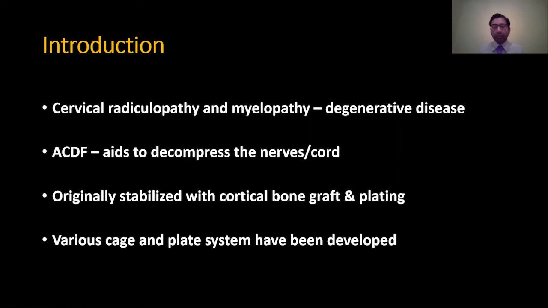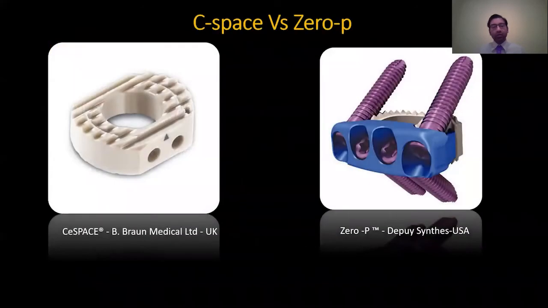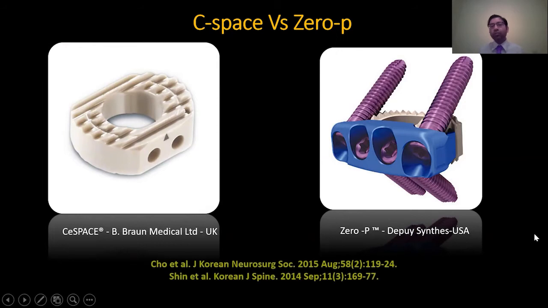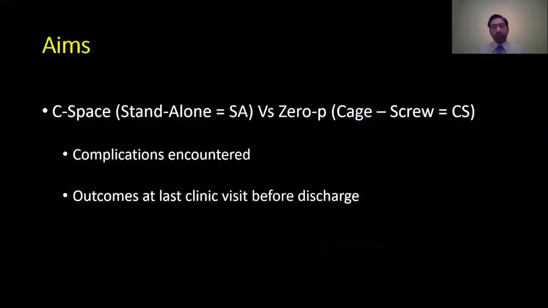With the advances in implant science, the bone grafts are getting replaced with cages, like a standalone cage or a cage screw construct, with the cage screw construct showing promising results in terms of improved sagittal alignment parameters, decreased incidence of subsidence and dysphagia. We wanted to see if these two implants had any difference in terms of complications and the outcomes from our own data.